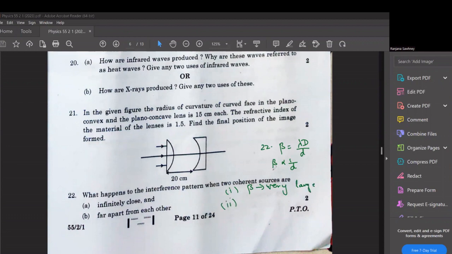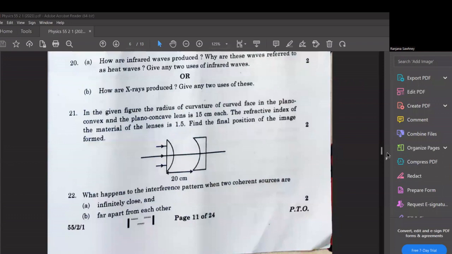Now, in the second part, when they are very far apart from each other, beta will be very small. You can also write that as the two coherent sources are very far from each other, so they will not interfere and no interference pattern could be seen. That is also correct. Next question.